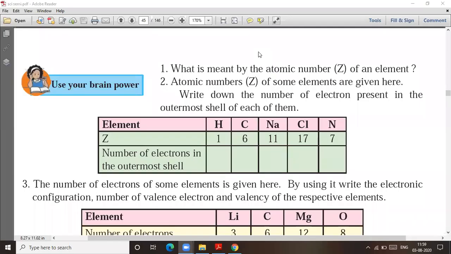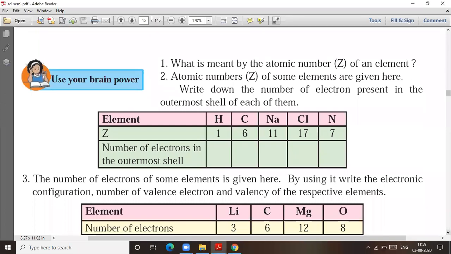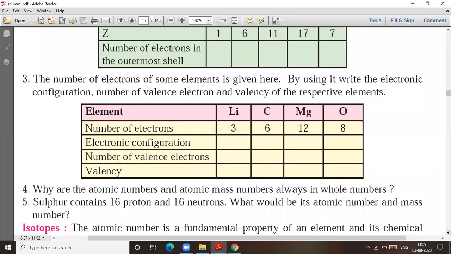The next question is question number 3. The number of electrons of some elements is given here. Write the electronic configuration, number of valence electrons and valency of respective elements. Okay, we'll try to do it. Electronic configuration of lithium is 2, 1. Number of valence electrons is 1 and valency is also equal to 1.